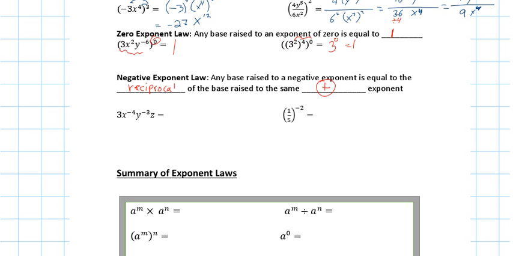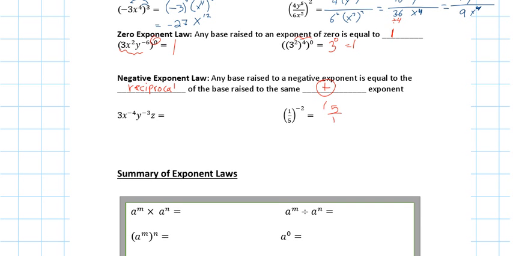So let's look at the first one. Actually, let's look at the second one first. The second one is easier. So if I have 1/5 all to the power of negative 2. Okay? So you're going to have to flip your base. So what does it become? 5 over 1. And then instead of the power of negative 2, it's going to become the power of 2. Which is the same thing as saying 5 to the power of 2, which is 25. Okay? That's going to be your final answer.